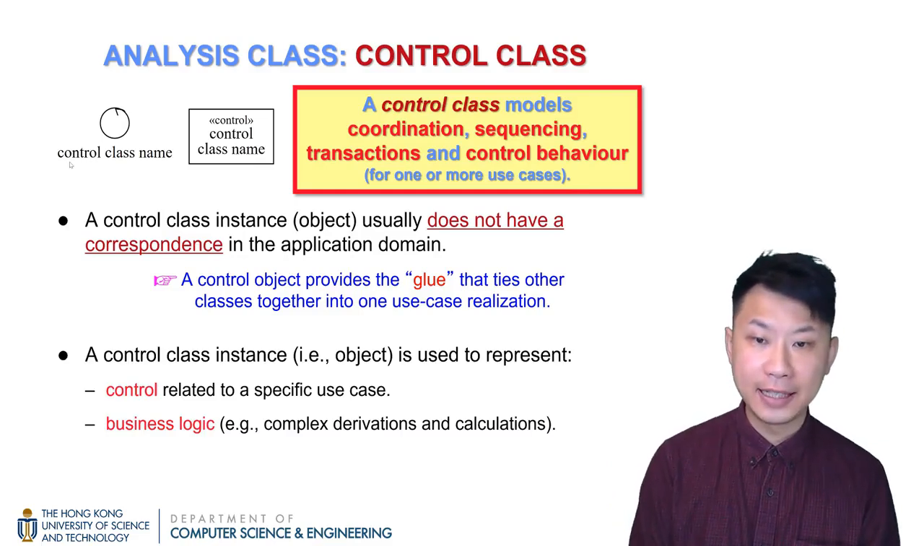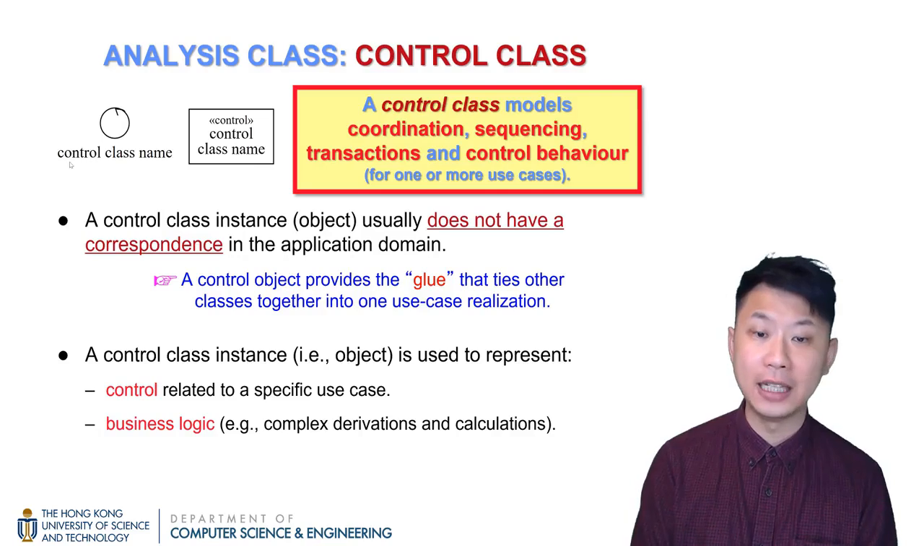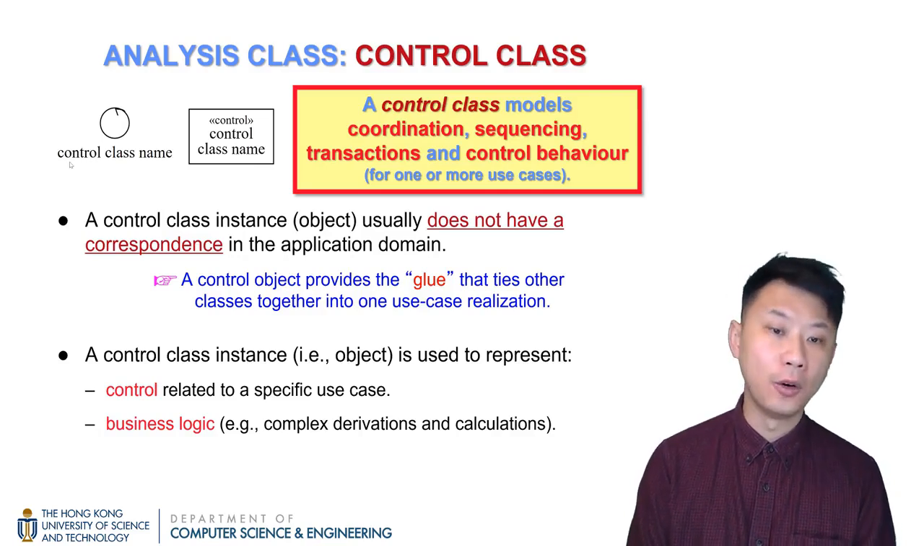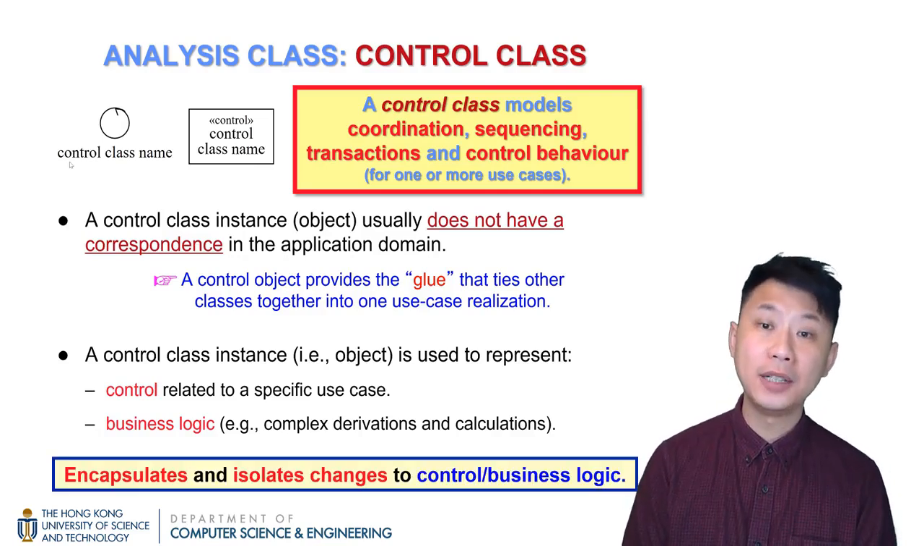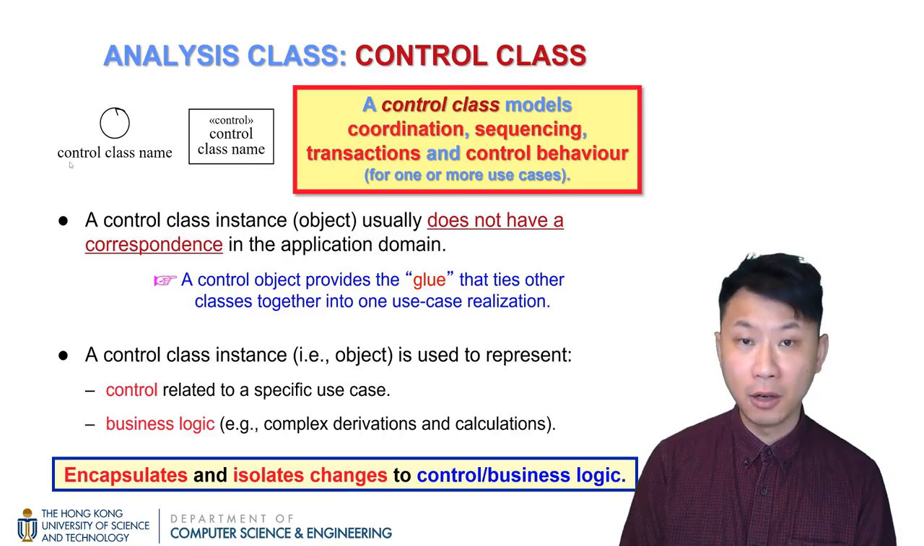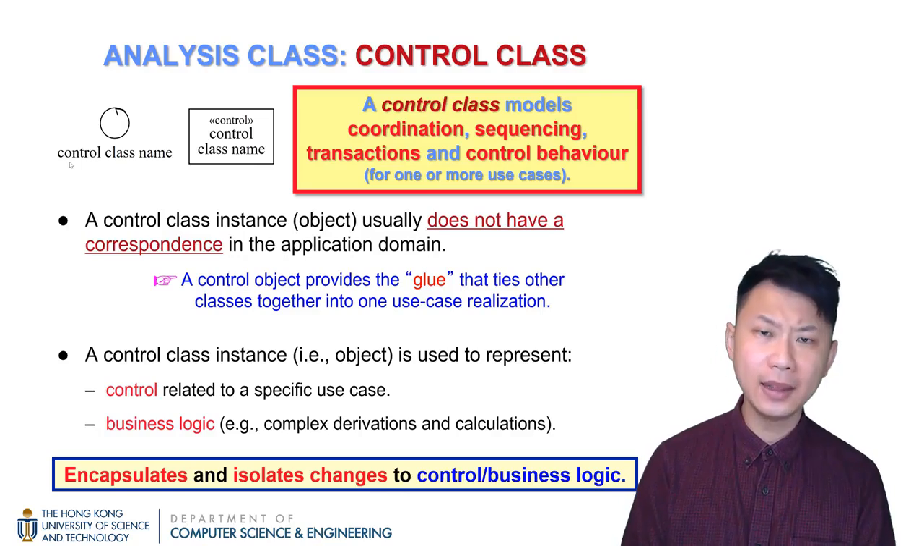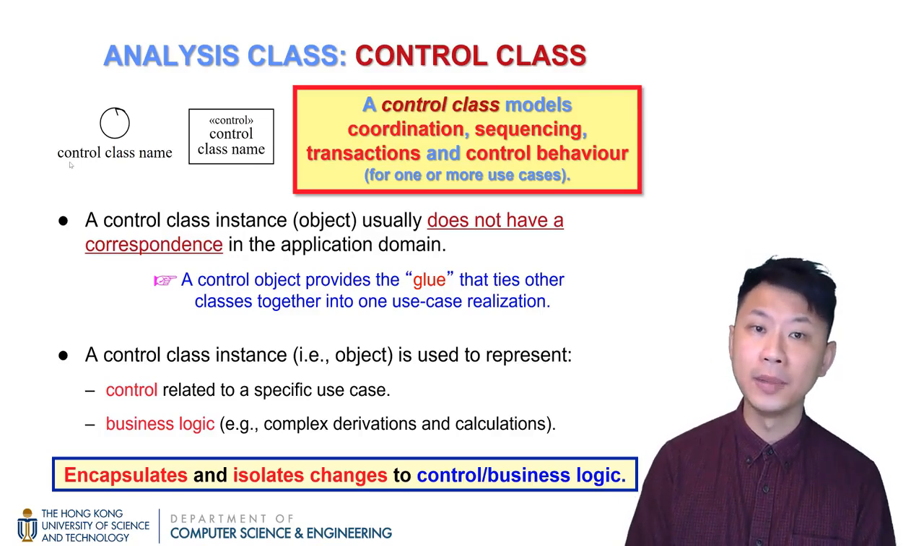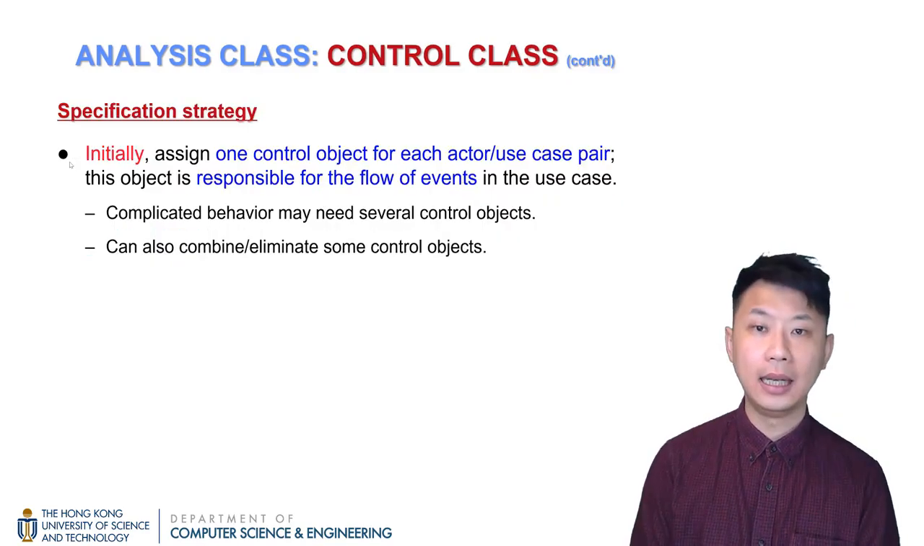And a control class instance is used to represent control related to a specific use case or business logic. And by using control class, we can encapsulate and isolate changes to control or business logic. That means if we want to change the logic of the behavior of the program, we simply have to modify control classes. And how do we identify control classes?